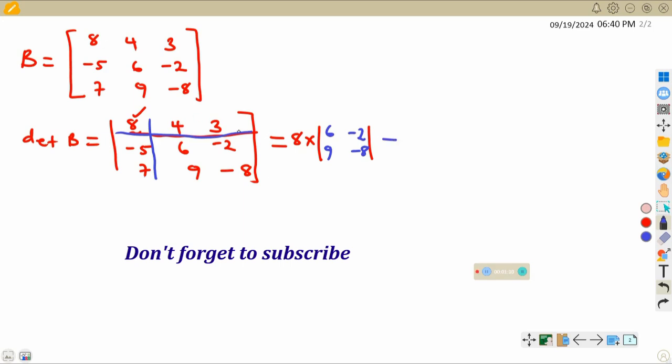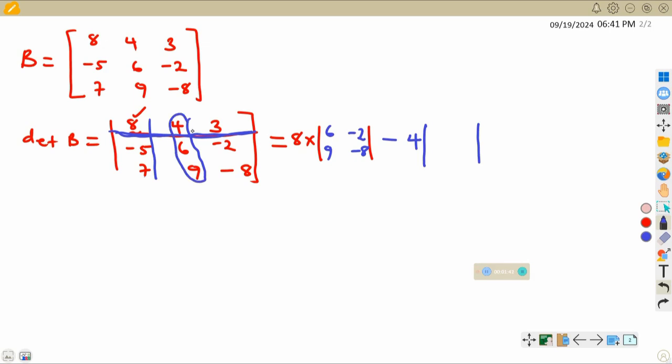Minus, the next value is 4 in that first row. Then you will remain with the determinant of. So where does 4 lie? 4 lies in the first row, but second column. So delete the elements in this row and in this column. What do you remain with? You remain with negative 5, then 7, then negative 2, and negative 8.